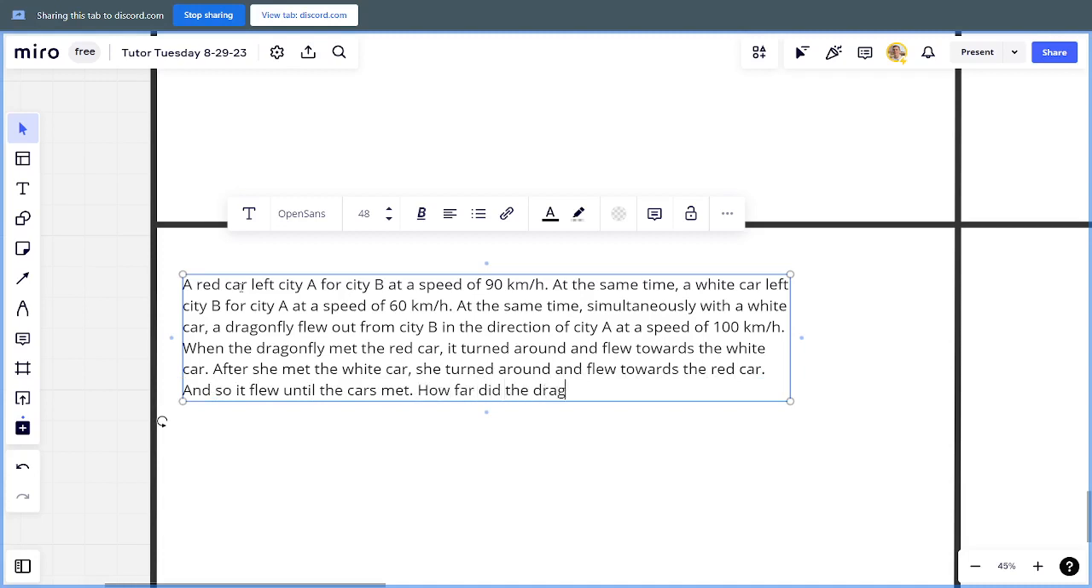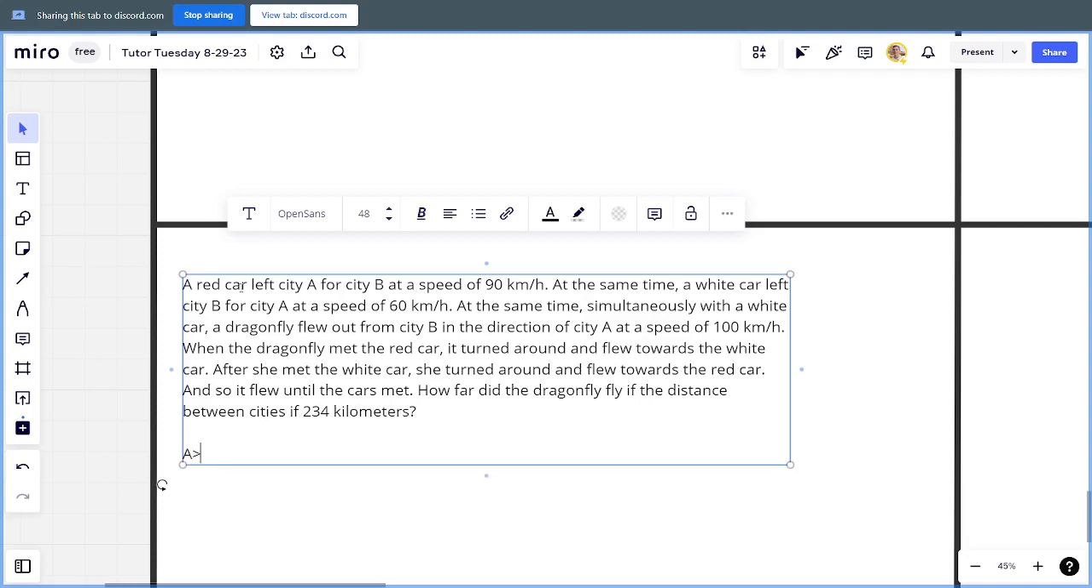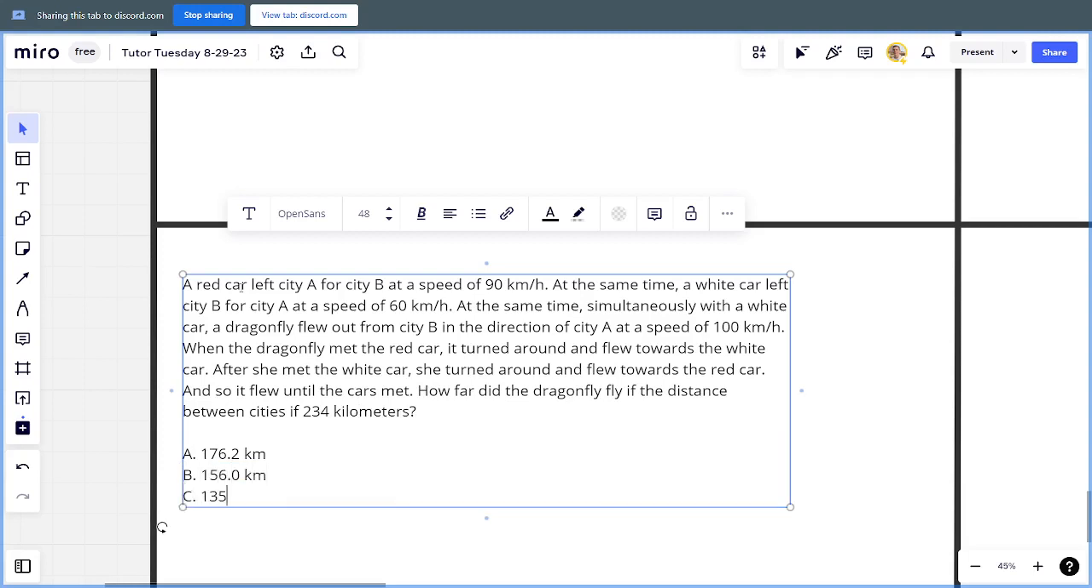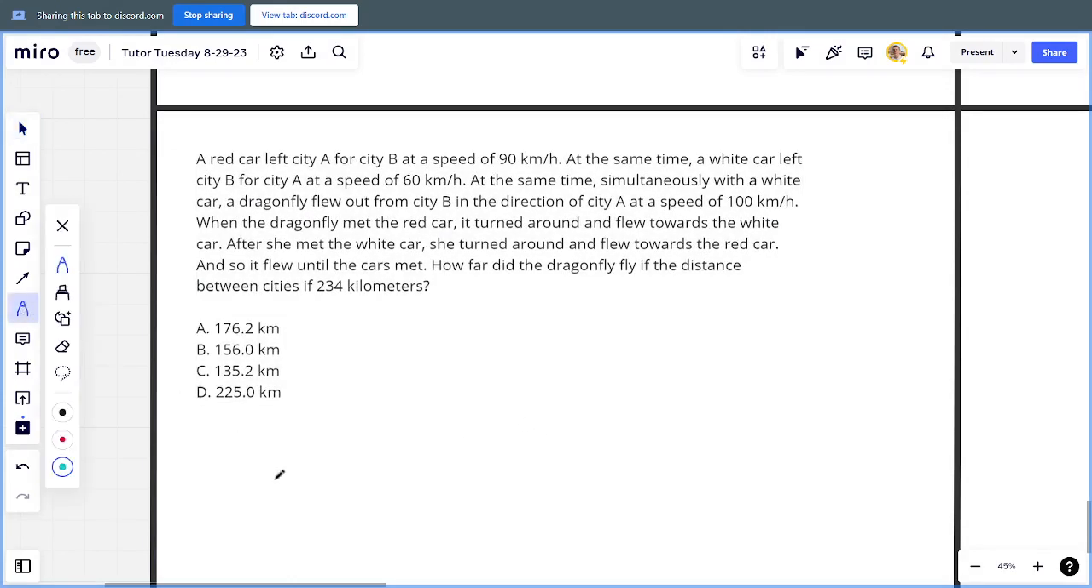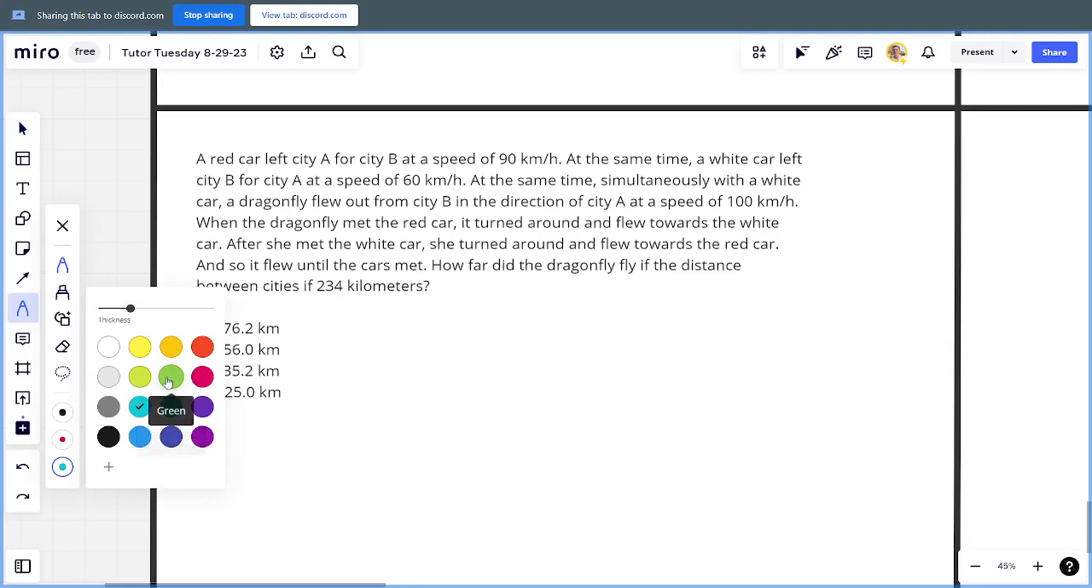How far did the dragonfly fly if the distance between cities is 234 kilometers? We got our answer choices as well: 176.2, 156.0, 135.2, and 225.0. It's an insanely fast dragonfly. Or yeah, you can make it a dragon if you want. I'm not stopping you. What do you guys think?